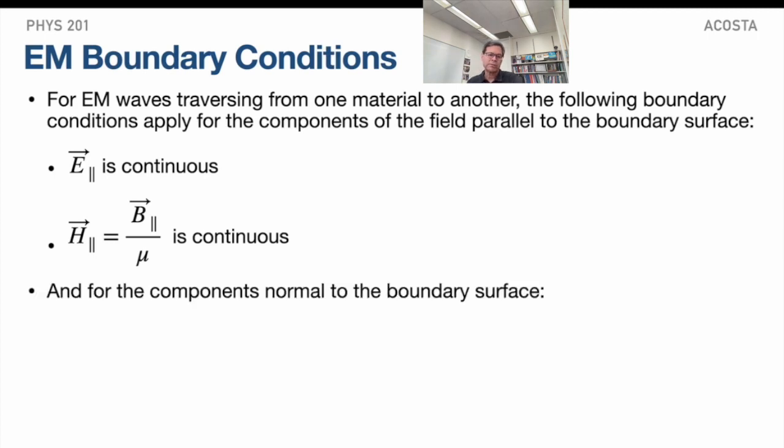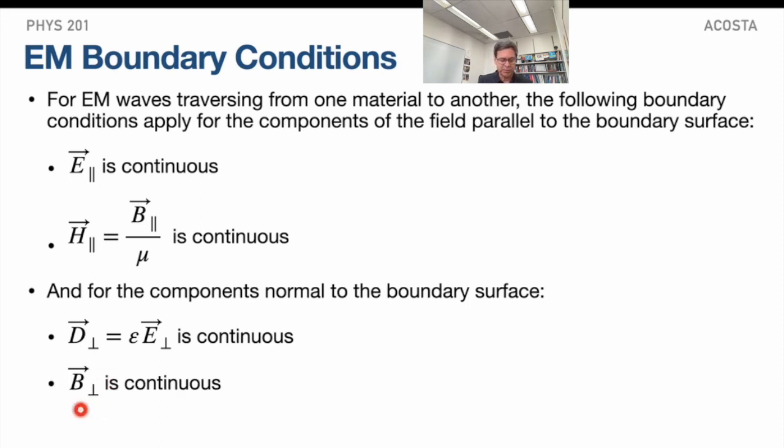For components that are perpendicular or normal to the boundary surface, we have that the perpendicular component of the displacement field, which equals epsilon, the permittivity of the material, times the perpendicular component of the electric field, must be continuous. And we have that the perpendicular component of the magnetic field B pointing through the boundary of the two surfaces is also continuous. I'm not going to discuss how these were obtained in electromagnetism, but just to mention that these are the boundary conditions that come across.